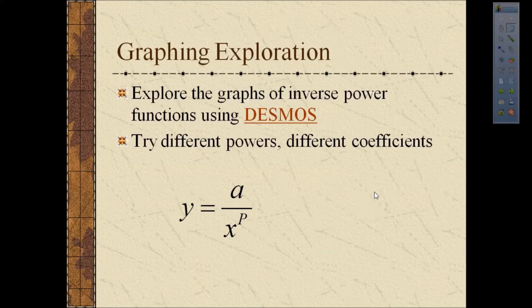And to begin with, we're going to graph the simplest kind of rational functions. That is a rational function where the numerator is simply a constant and the denominator is just x to some power. So a very simple polynomial in the denominator. And I'll be using Desmos to illustrate what these graphs look like.